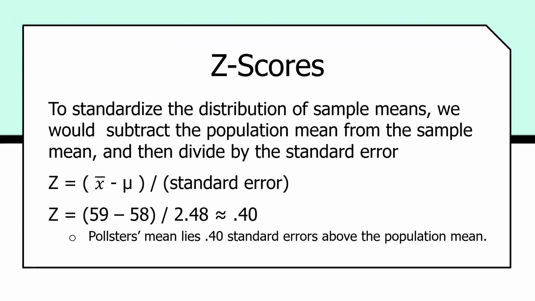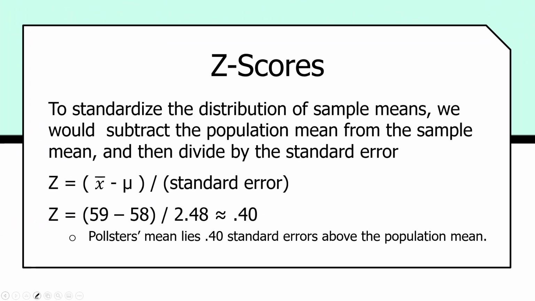Here's the formula. We standardize the distribution and obtain a z-score for each sample mean by subtracting the population mean from it, so it's x bar minus mu, divided by the standard error. So back to our student pollsters, their z-score for their random sample is 59, which is their observed sample mean, minus 58, which is the population mean, divided by 2.48, which is approximately equal to 0.4. So the pollsters' mean lies 0.40 standard errors above the population mean.